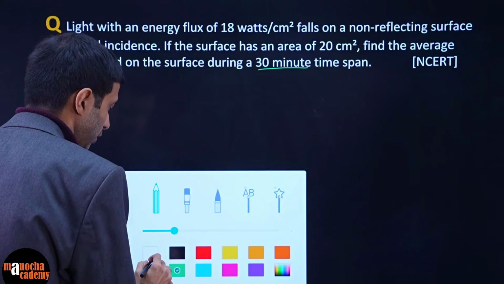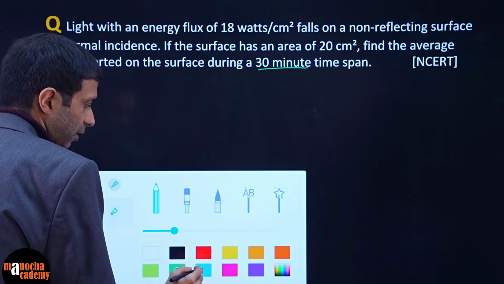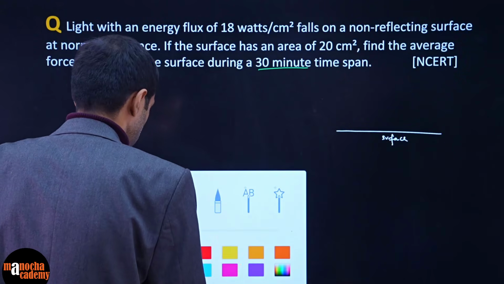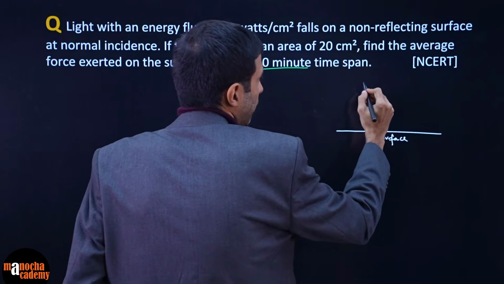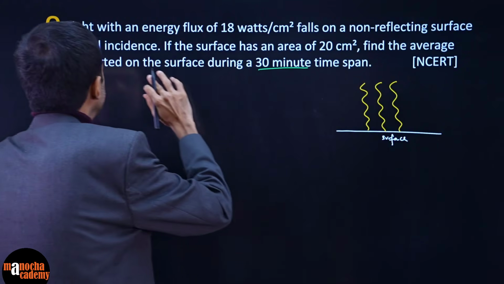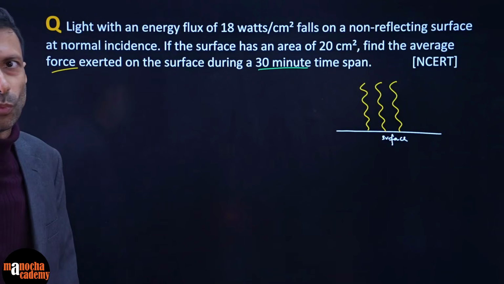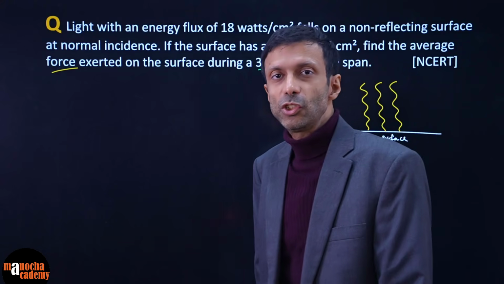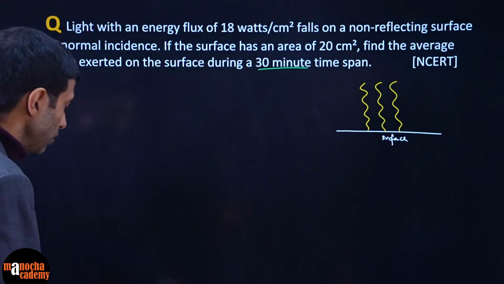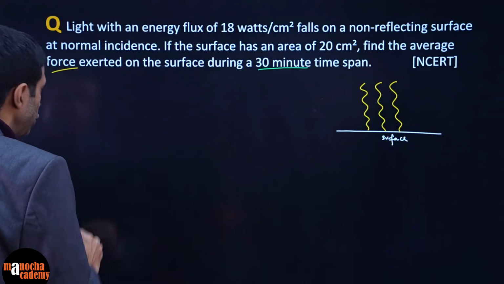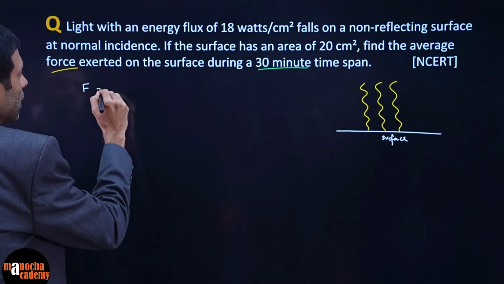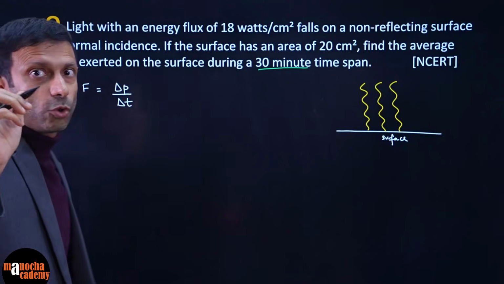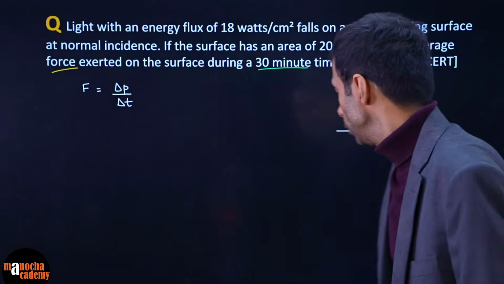So you have a situation like this, where let's say you have a non-reflecting surface over here, and your light, which is an electromagnetic wave, is falling on it. Now they are asking us for the force exerted by the wave. Force is created by rate of change of momentum, right? Force is nothing but change of momentum, delta P by delta T. That means I have to go to my basic momentum formula which I taught you.